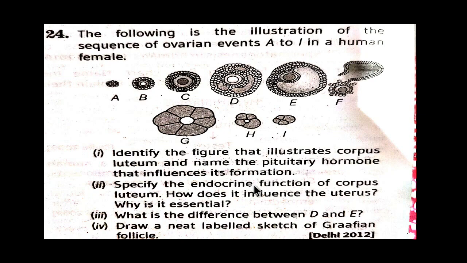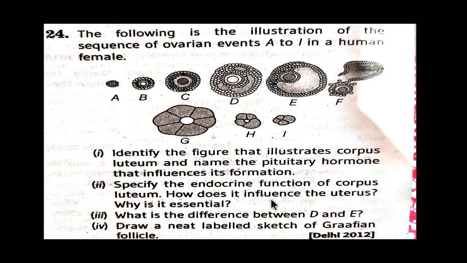Okay, so this is of 5 marks. First you will identify the figure, which one is the corpus luteum. So this one, G, is the corpus luteum, and name the hormone. So LH, that is luteinizing hormone secreted by the pituitary, influences its formation. So it will be of half marks. Then specify the endocrine function of corpus luteum. So you have to specify the function, that is it secretes progesterone.